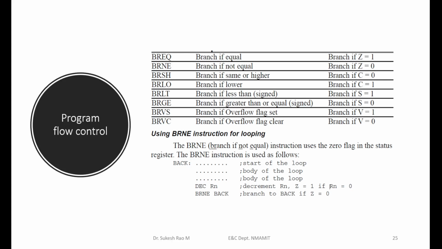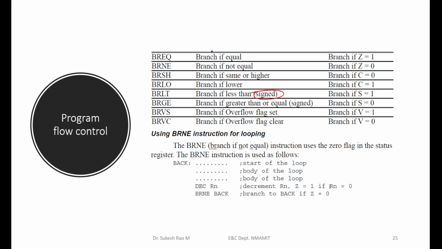Now look at these branch instructions. There are a lot of branch instructions related with this. So branch equal, branch not equal, branch if higher or same, lower, less than. So for lower and less than, there's a difference. Look at this signed number. Signed numbers are different; for unsigned numbers you have a different way of logic. Similarly you have greater than or equal, then you have the overflow flag also you can check, and you can check overflow flag clear and set, both.